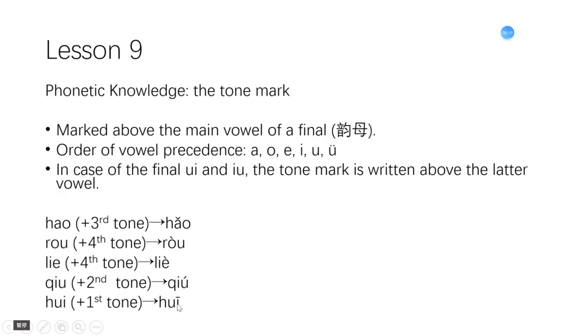So we always put the tone mark above the vowel, okay? Here in this case, chu, we write the second tone mark above the letter u. And here, hui, the first tone, we write the first tone mark above the letter e, always the right letter. Okay, so these are the tone mark writing rules of Pinyin, and this is the phonetic knowledge of lesson 9.